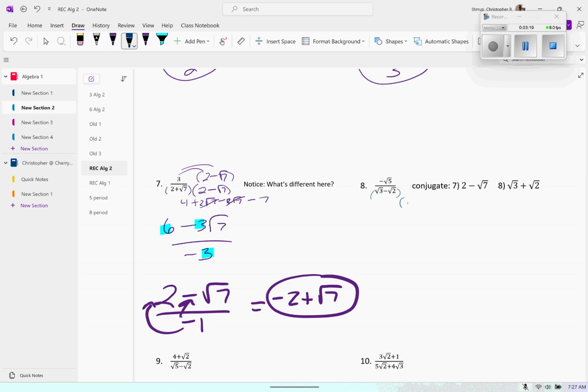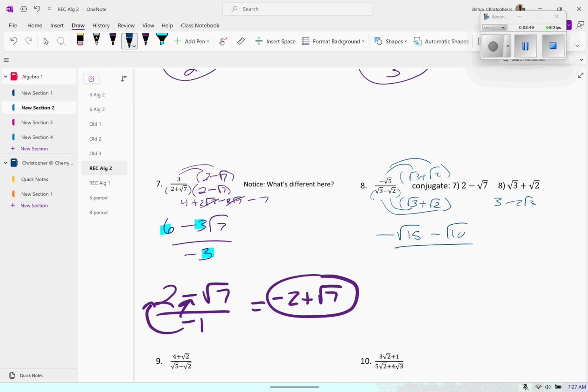So on this one, I'm going to multiply root 3 plus root 2. Notice it's a minus here, it's plus here. Root 3 plus root 2. Distribute this over. So that's going to give me negative root 15 plus, or minus, because there's a negative sign there, root 10. On bottom, I'm going to get root 3 times root 3, which is root 9. That's 3. This is going to give me negative 2 root 3.